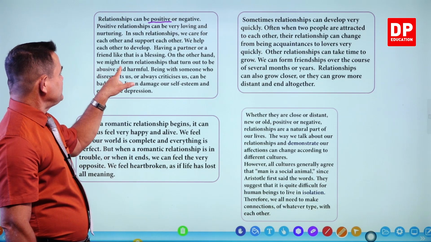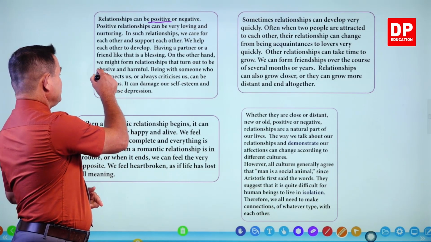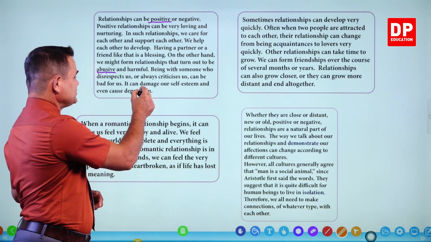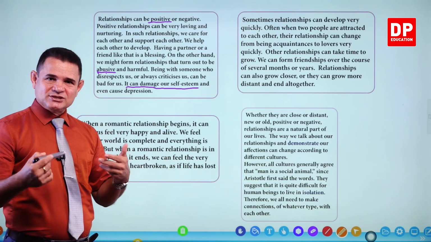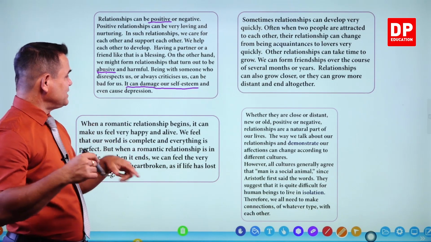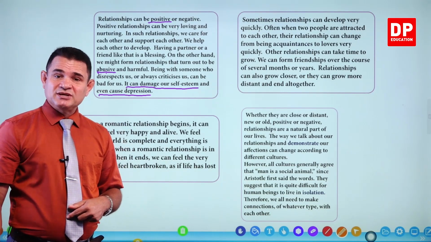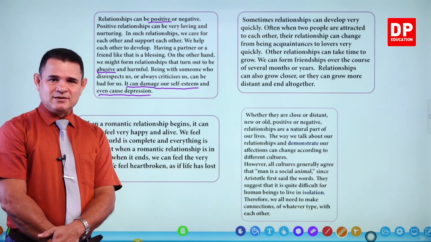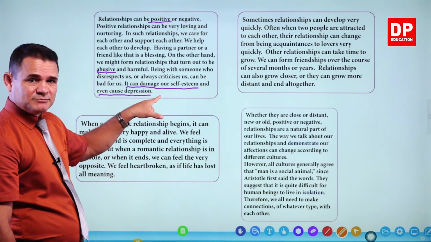On the other hand, we might form relationships that turn out to be abusive. The same word you find here. Then what is bad about it? It can damage self-esteem. It can damage our self-esteem, our self-respect. And also it can even cause depression. It can cause mental illness. So that is the bad about it. So the answer for the second question you found in this paragraph.